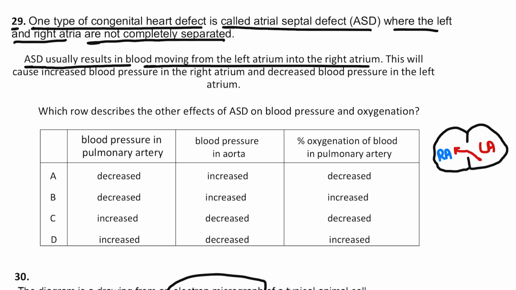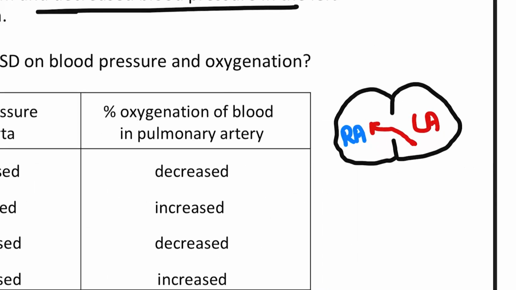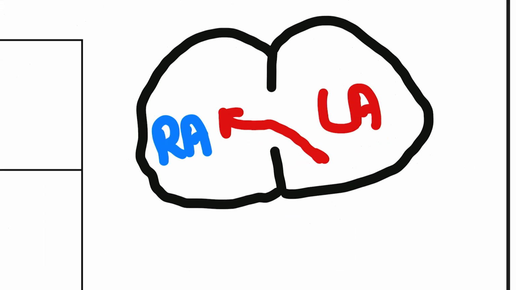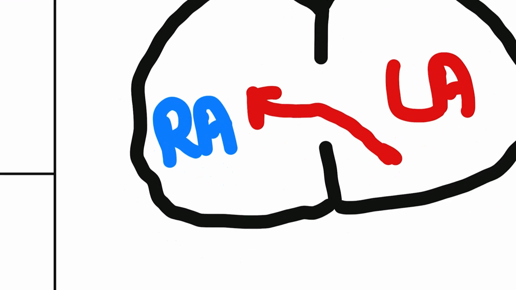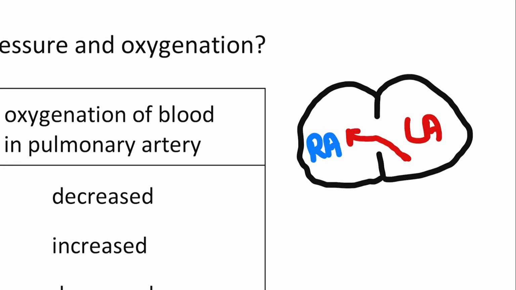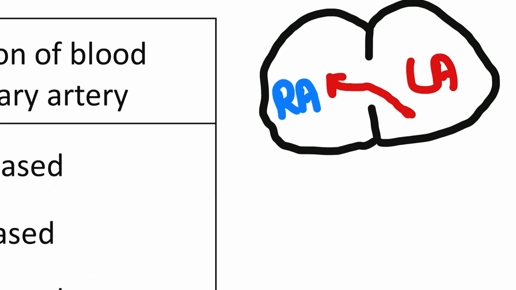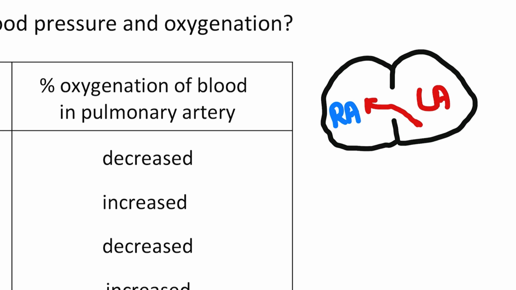So they say over here that ASD usually results in blood moving from left atrium into the right atrium. This will cause increased blood pressure in the right atrium and decreased blood pressure in the left atrium. Because initially blood pressure will be higher in left atrium and lower in right atrium, but as the blood moves from left atrium to right atrium, the blood pressure in the right atrium will increase. And obviously, if the blood pressure in the right atrium increases, this blood will go into the right ventricle, so blood pressure in the right ventricle will also increase, and the blood from the right ventricle will go into the pulmonary artery, so the blood pressure in the pulmonary artery will also increase.